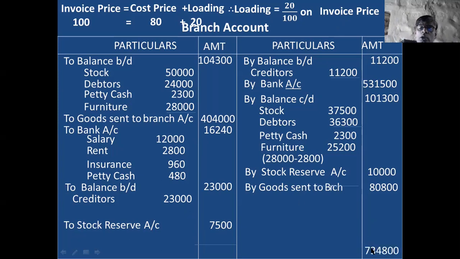You take the total. Total is 7,34,800. Then the general P&L account. You go to the general P&L account. General P&L account is 1,79,760. 1,79,760 is the general P&L account balance. That is the net profit. Okay.